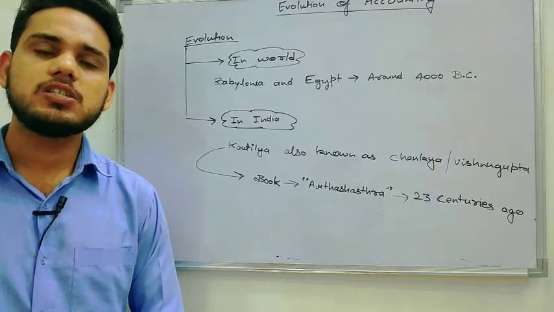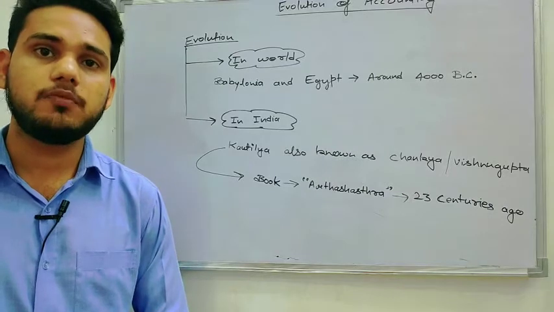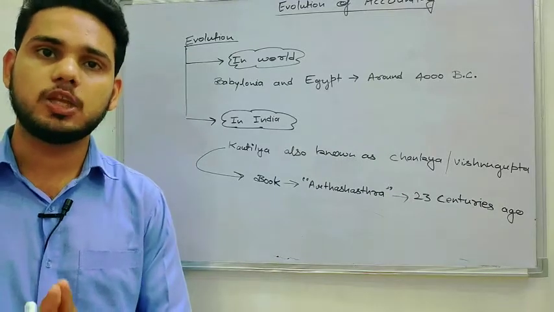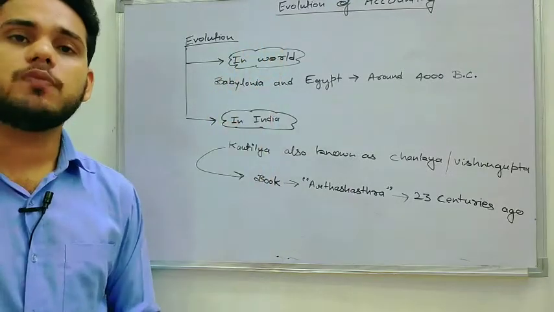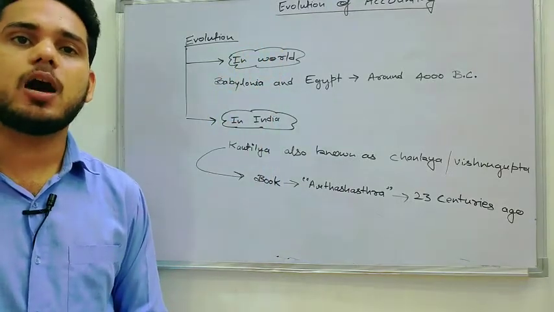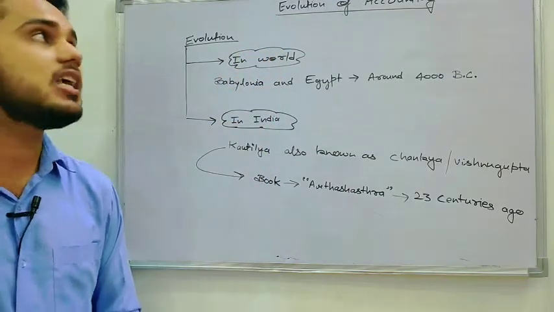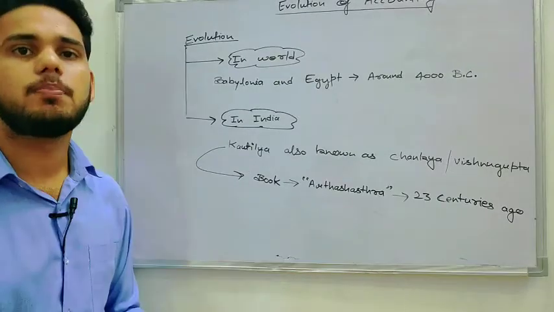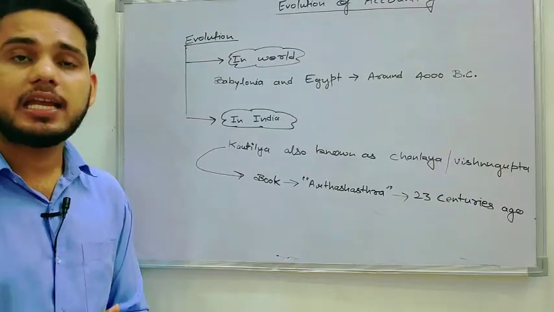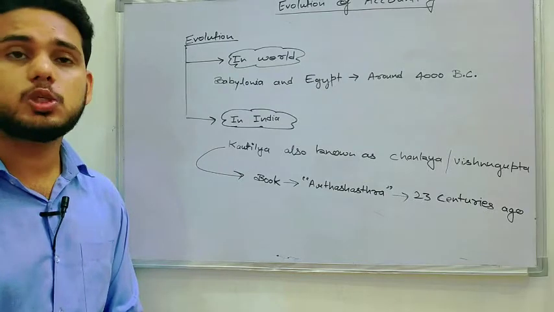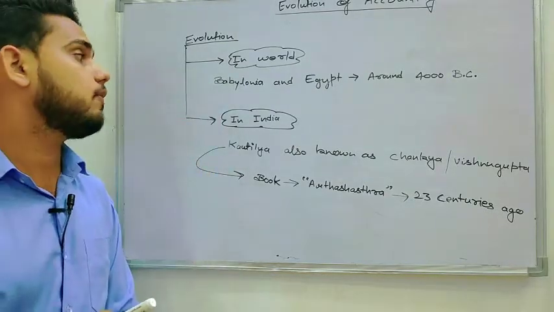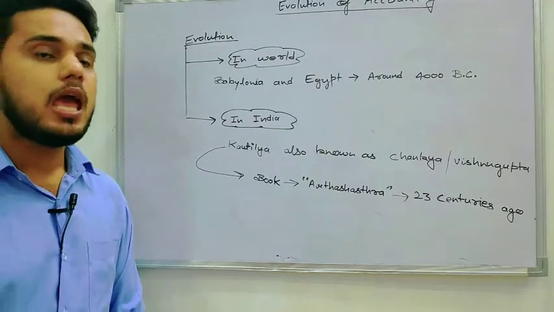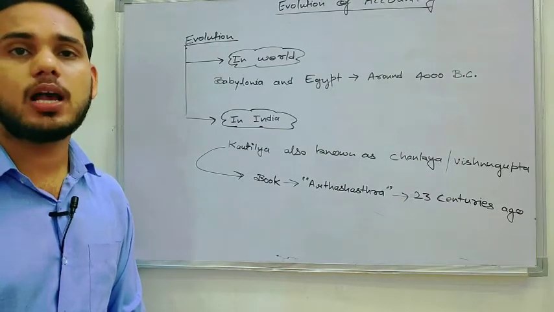In today's class we are going to start another chapter, which is chapter 1 in the book that you have. The name of the chapter is Evolution of Accounting and Basic Accounting Terms. So let's see how accounting evolved. I have categorized the evolution of accounting in two categories. Firstly, we will see the evolution of accounting in the world. Then we will move to how the evolution happened in India related to accounting.